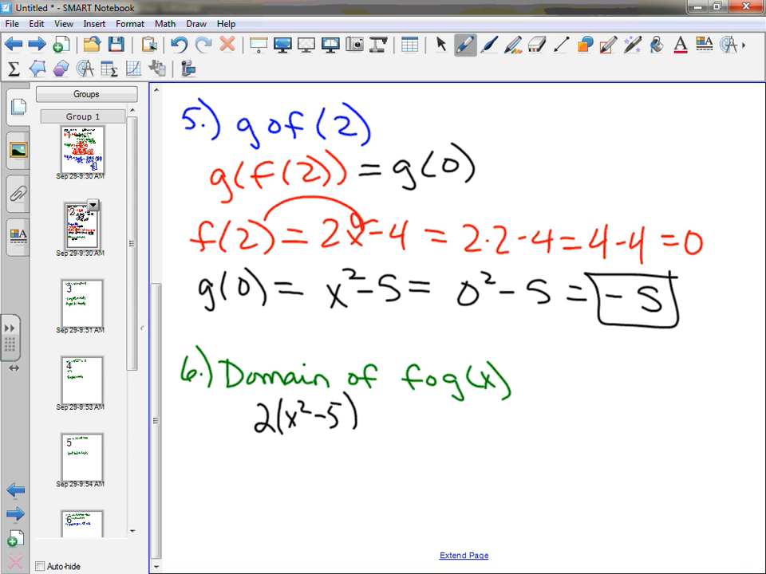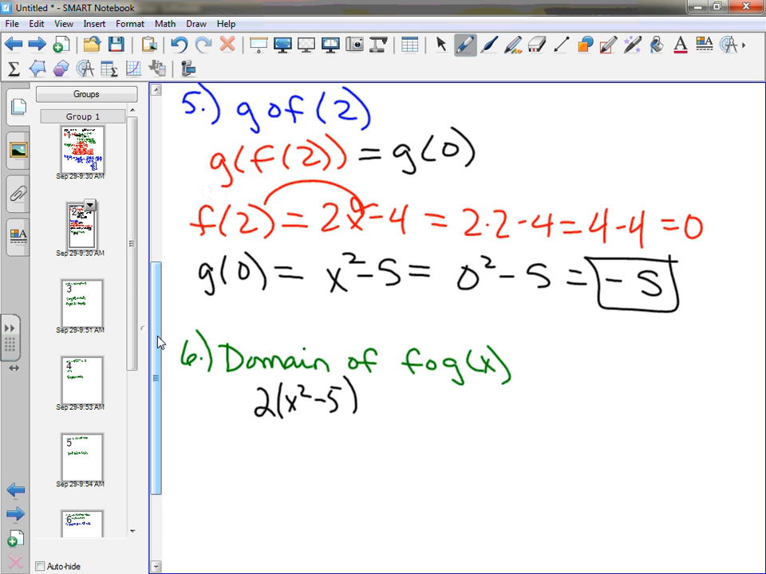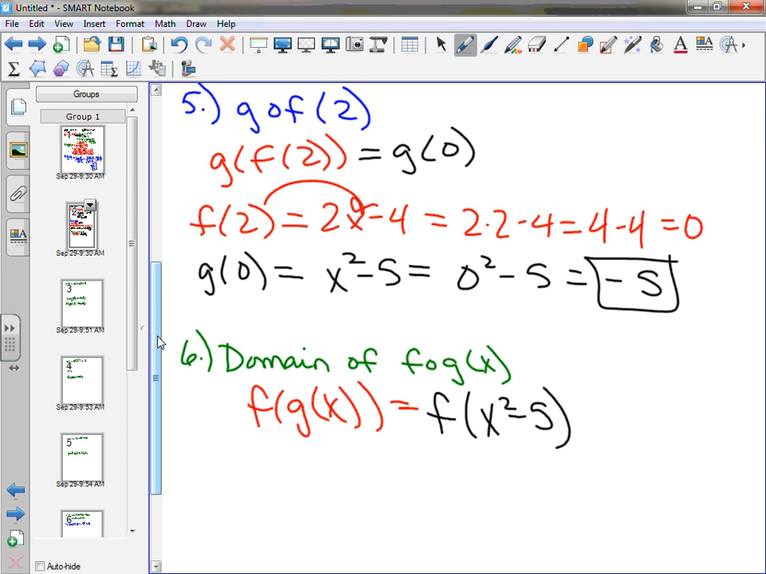Now, what is the domain of F of G? Hold that thought though. Domain of F of G. In order for me to do the domain, what do I have to do? I have to find F of G first. So if I'm going to find F of G, what is G of X? X squared minus 5. So I'm actually doing F at x squared minus 5. Yes or no, folks?